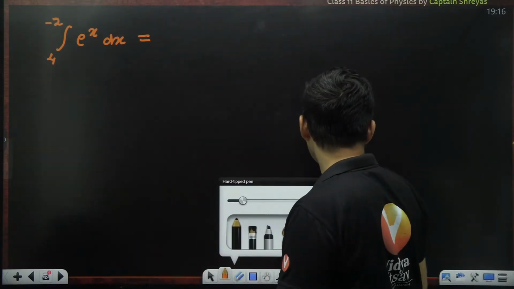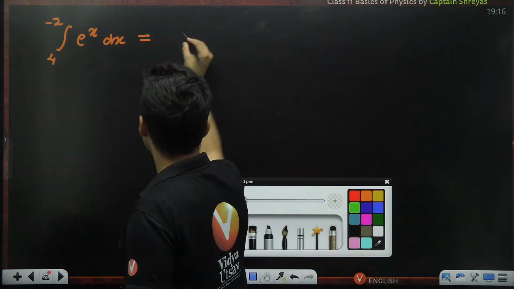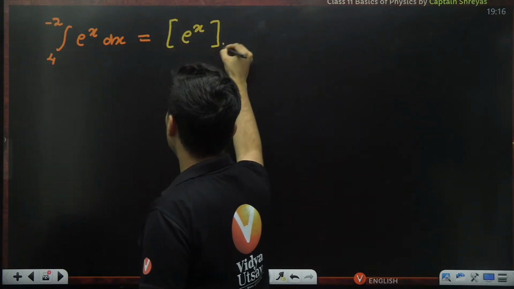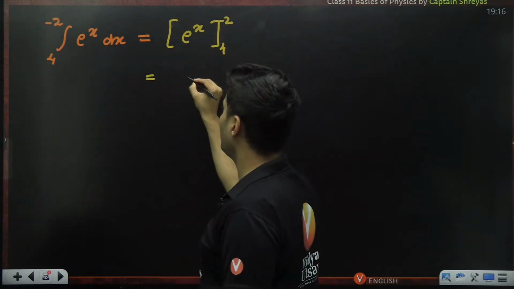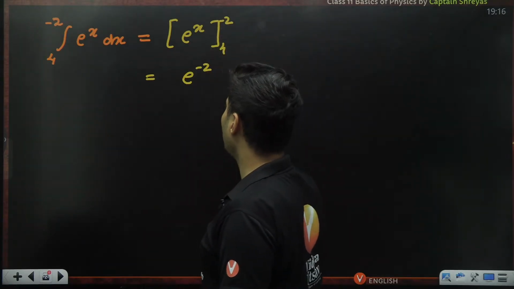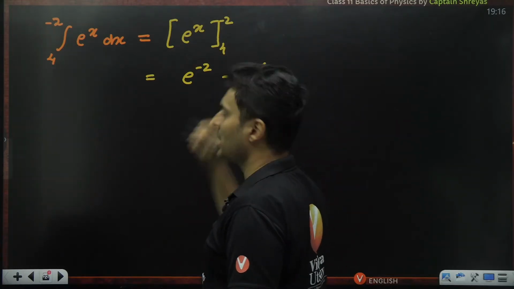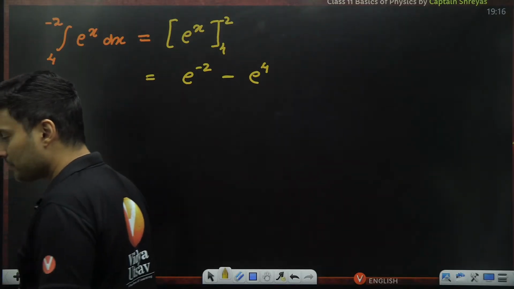So what do we get from this? Forget the limits, just do the normal integration. e raised to x's integration is e raised to x only, sir. Okay, good. 4 over here and negative 2 over here. Instead of x, put the upper limit, which is basically 4, and then subtract by putting negative 2.